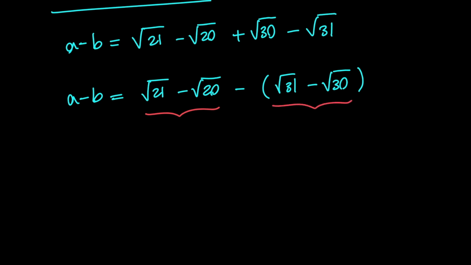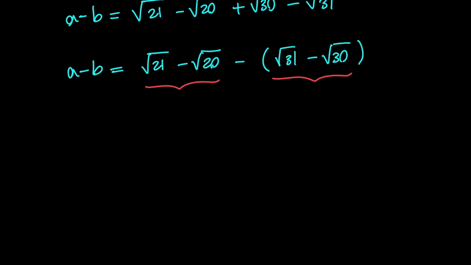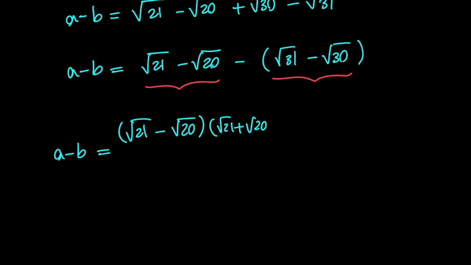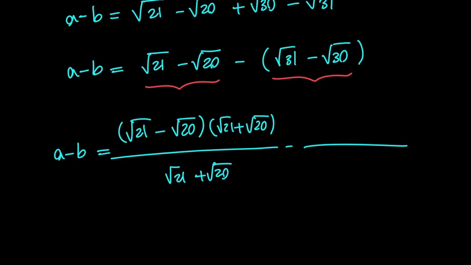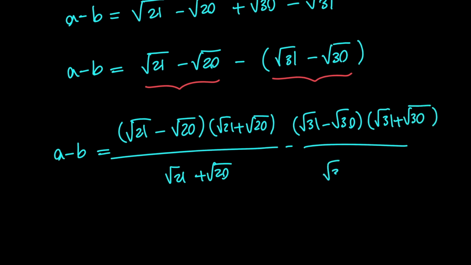Next, let's go ahead and multiply and divide this number by its conjugate and multiply and divide this number by its conjugate. So we will have A minus B equals root 21 minus root 20 times root 21 plus root 20, and then divided by root 21 plus root 20, right? And we do the same thing with the second one. So we have the square root of 31 minus the square root of 30 times the square root of 31 plus the square root of 30, all divided by the square root of 31 plus the square root of 30.